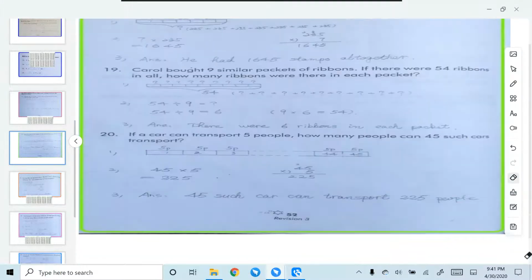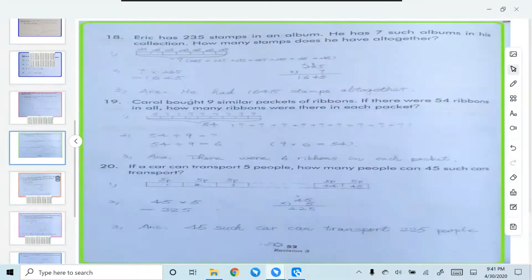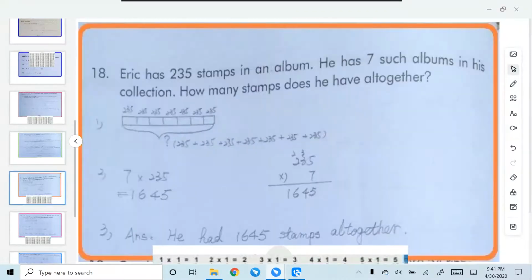We will continue to do the word problems. Turn to page 52. We are going to do number 18. Question number 18, problem solve.